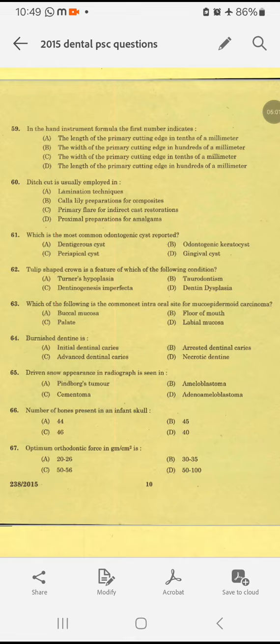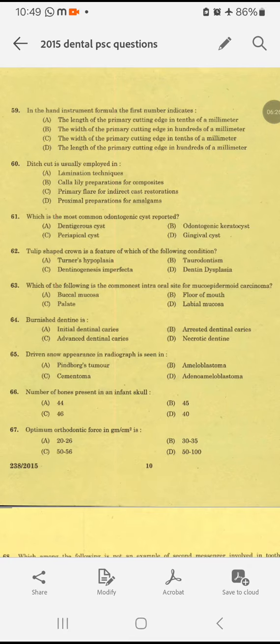60D. 61. Which is the most common odontogenic cyst being reported? Dentigerous, or odontogenic keratocyst (OKC), or periapical cyst, or gingival cyst. Most of the time the patient comes with a periapical cyst. Okay, you take an intraoral periapical radiograph and what do you find? A periapical cyst. Most common odontogenic cyst reported. 61C.